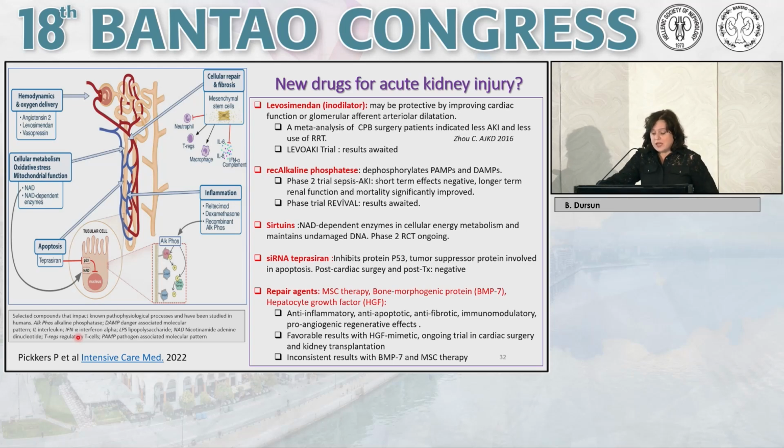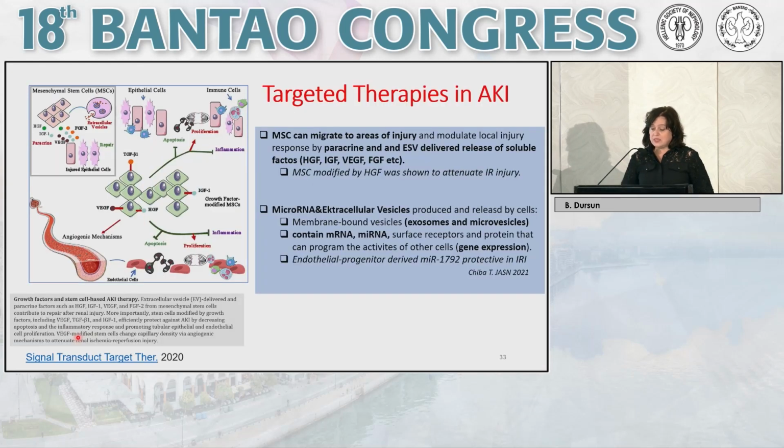As for the repair agents, mesenchymal stem cell therapy, bone morphogenic protein, and hepatocyte growth factor were used due to their anti-inflammatory and regenerative effects. Favorable results were shown with hepatocyte growth factor, and there is an ongoing trial in cardiac surgery and kidney transplantation, and there are inconsistent results with bone morphogenic protein and mesenchymal stem cell therapies. However, it looks like individualized and more targeted therapies must be more important in AKI.